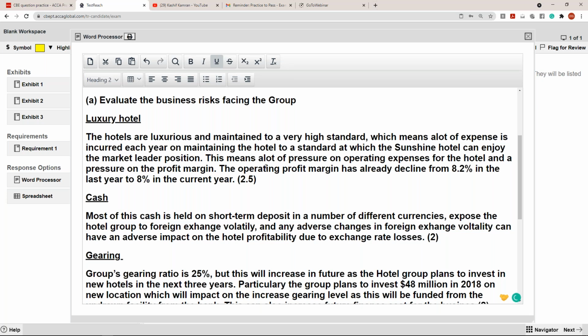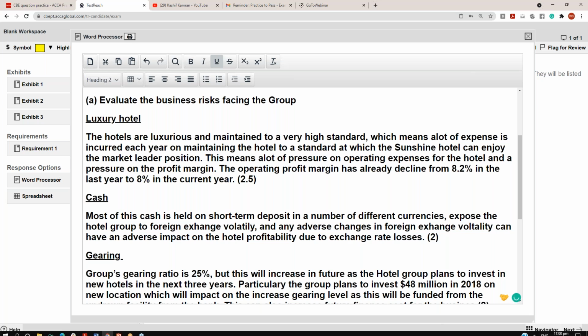Am I correct here? So it's not necessarily that you develop the luxury hotel point the way I have developed it, or you develop the cash point the way I have developed it, or you develop the gating point the way I have developed it. You can develop it in a different manner. But at least I hope you all agree that luxury hotel is a business risk, cash is a business risk, gating is a business risk. I hope you all agree with me. Right? Just one last exercise, and we are exiting from this situation of business risk.